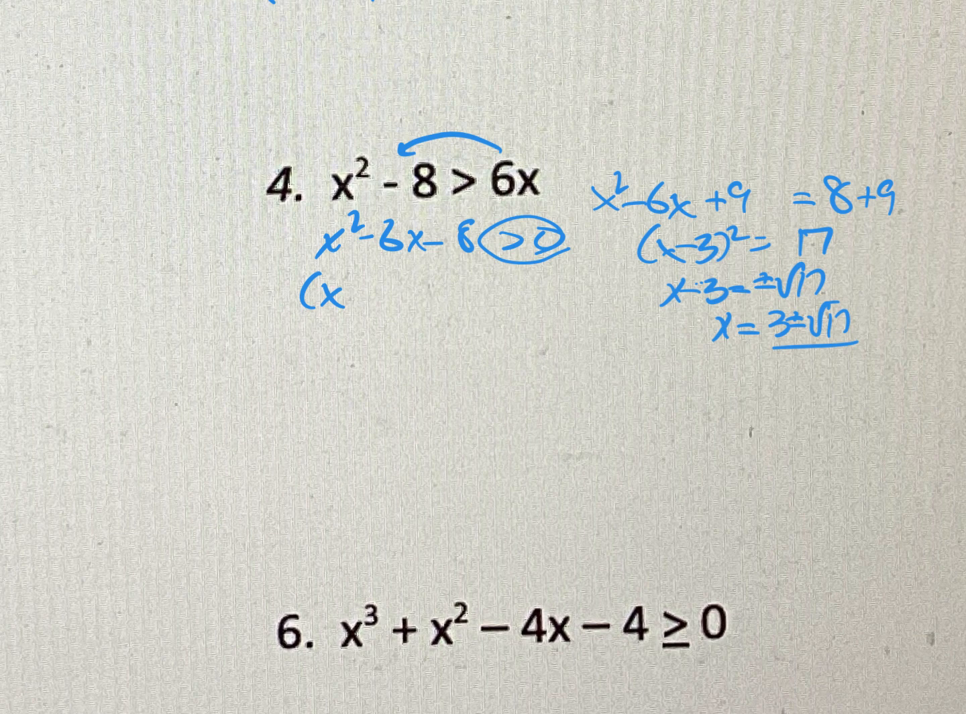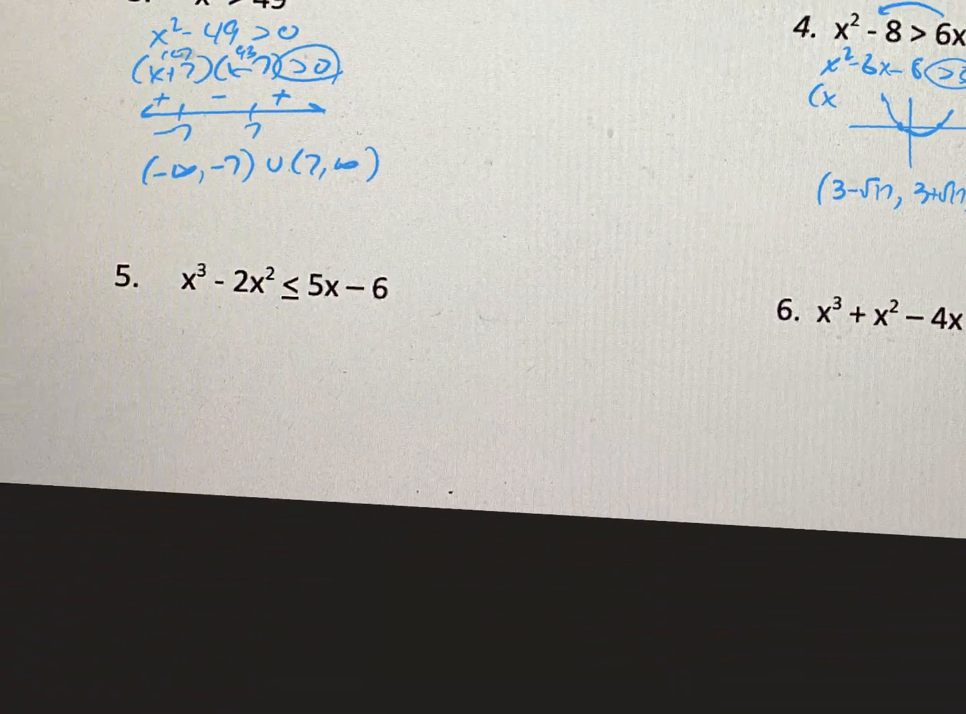So, because the graph is doing this, I'm going to put a little sketch up here. Graph's doing this right here, which means it crosses here and here. And I'm looking for the negative part, which is in between these two, which is below the x-axis. I'm going to say, okay, it crosses the x-axis between 3 minus the square root of 17, which is the left point, and 3 plus the square root of 17, which is the right point. Hope that helps. Number 5.